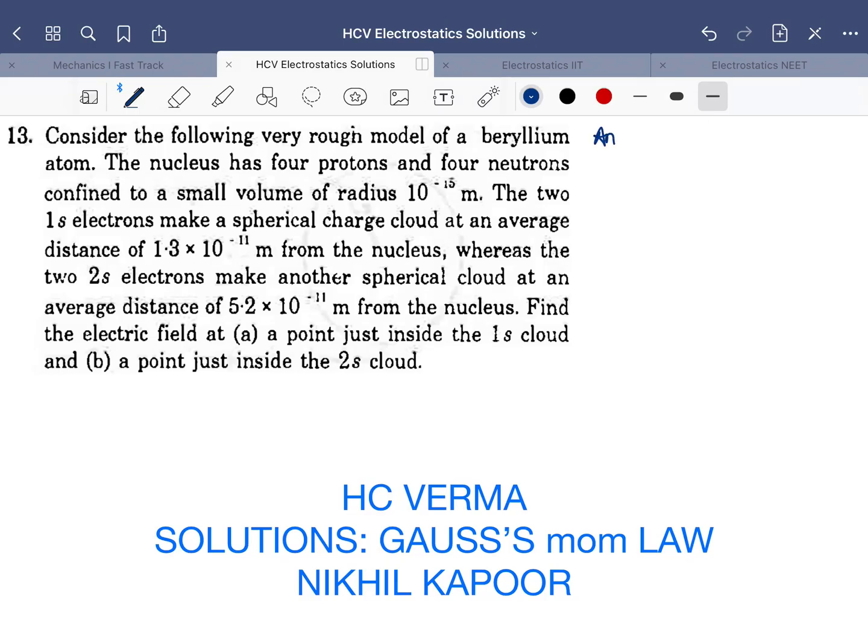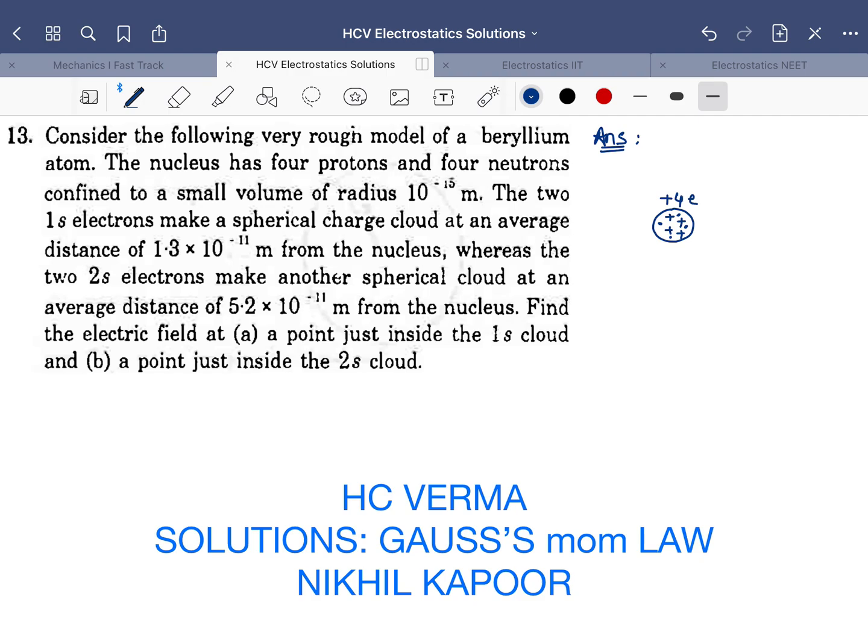For example, consider the following rough model of a beryllium atom. The nucleus has 4 protons and 4 neutrons. So that's the nucleus, in which 1, 2, 3, 4 protons are present, and 1, 2, 3, 4 neutrons are present. So the charge here is plus 4e; neutrons don't have any charge. Its radius is also given, 10 raised to minus 15 meter.